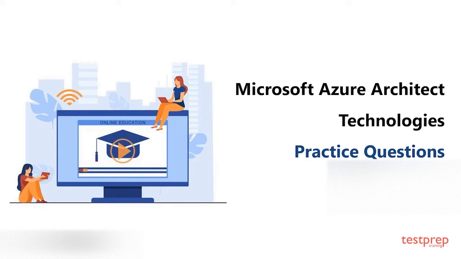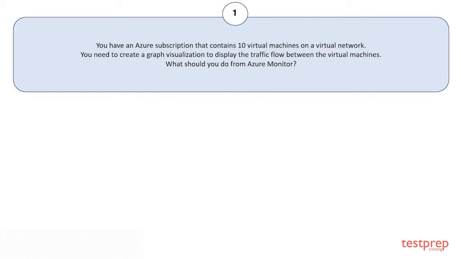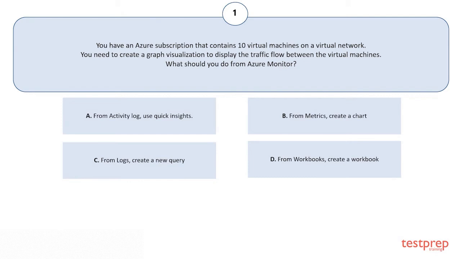So let's get started. You have an Azure subscription that contains 10 virtual machines on a virtual network. You need to create a graph visualization to display the traffic flow between the virtual machines. What should you do from Azure Monitor? Your options are: A. From Activity Log, use Quick Insights. B. From Metrics, create a chart. C. From Logs, create a new query. D. From Workbooks, create a workbook.